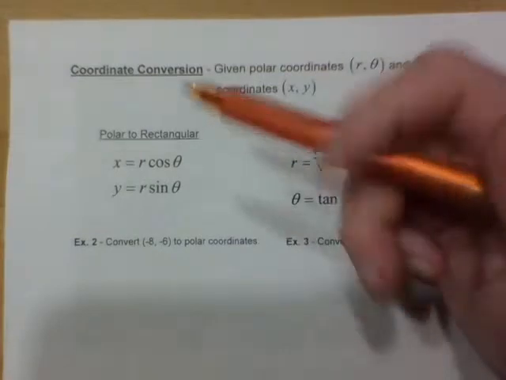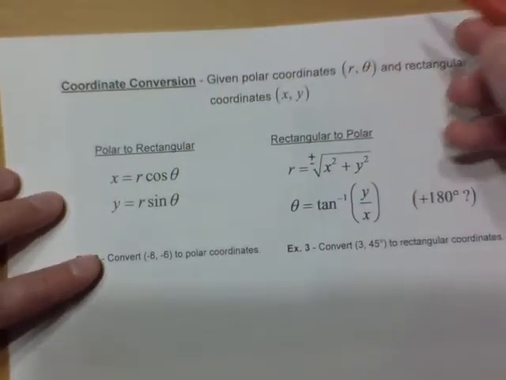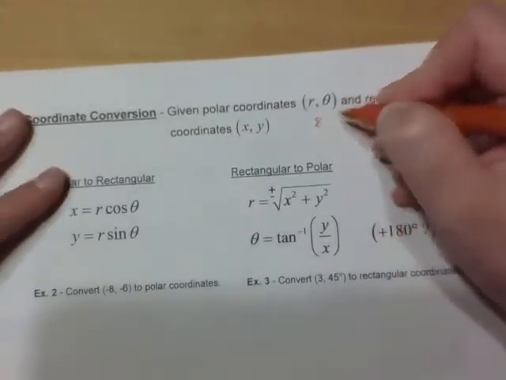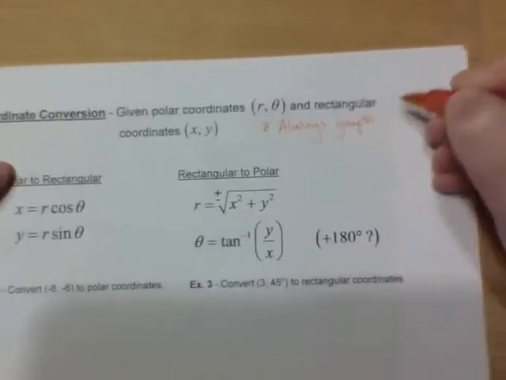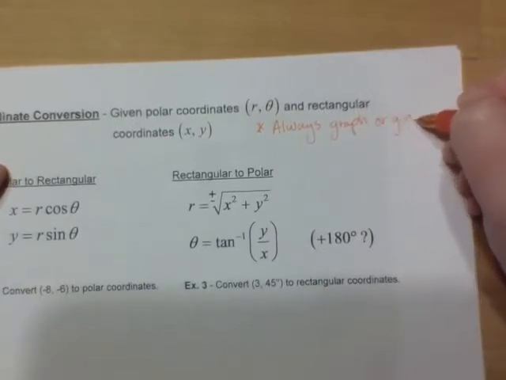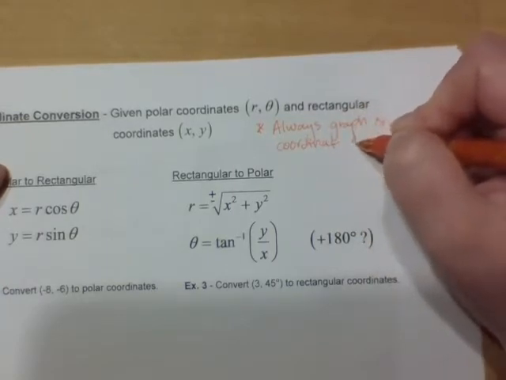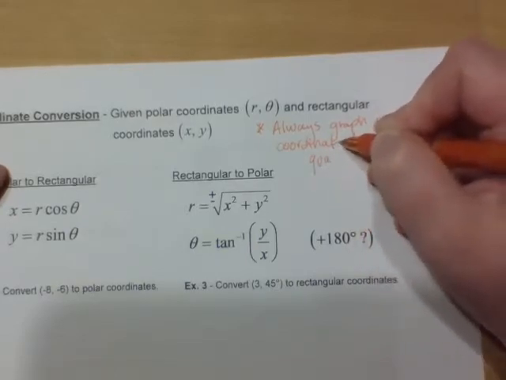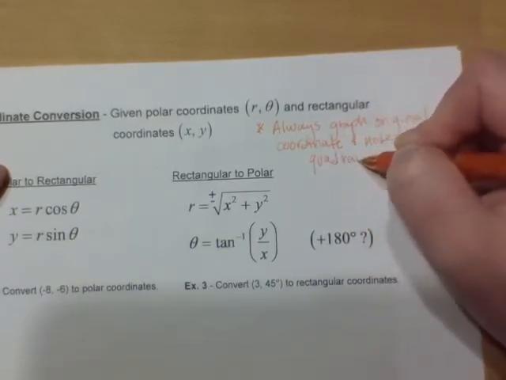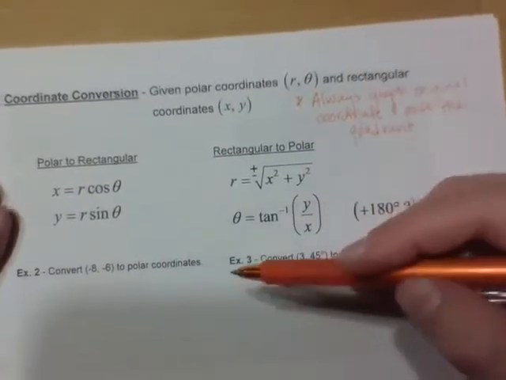You do, when you are doing this one, want to graph the original. So maybe we'll put our little star here. We want to always graph the original coordinate, and note the quadrant, because you want to repeat that same quadrant when you're actually making it.